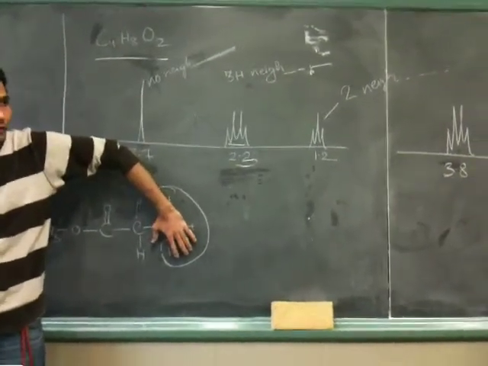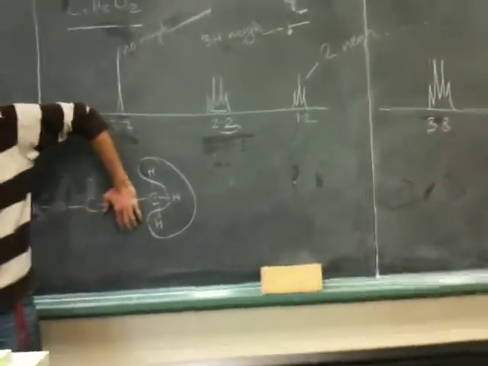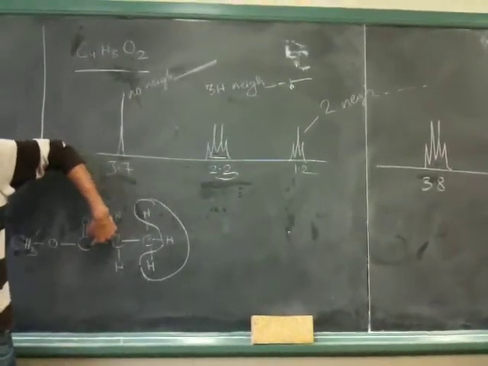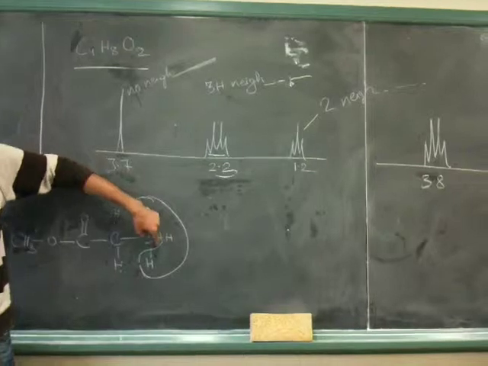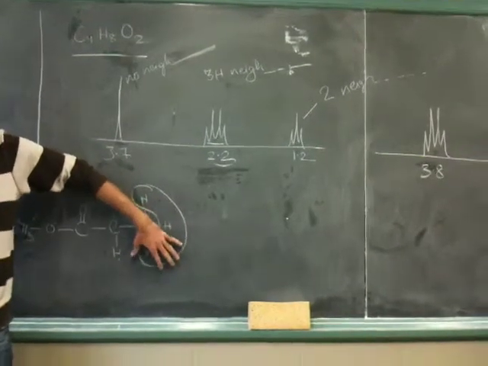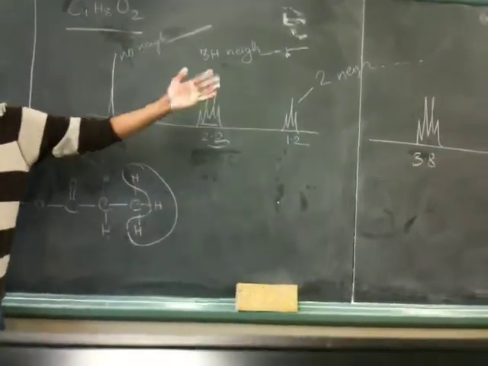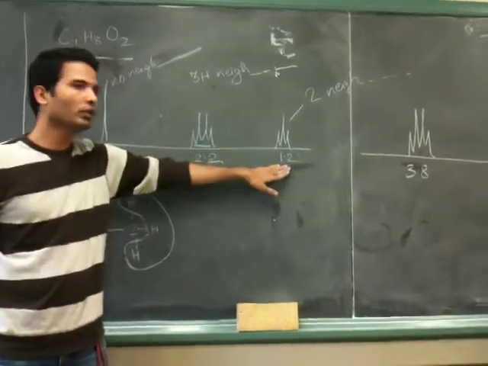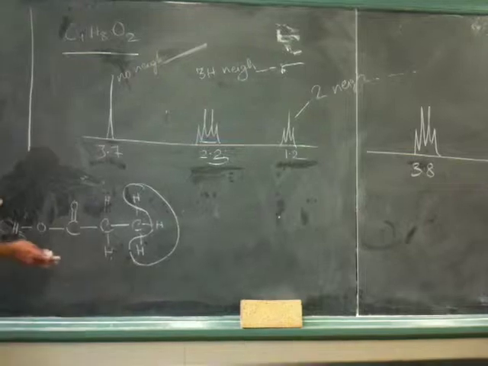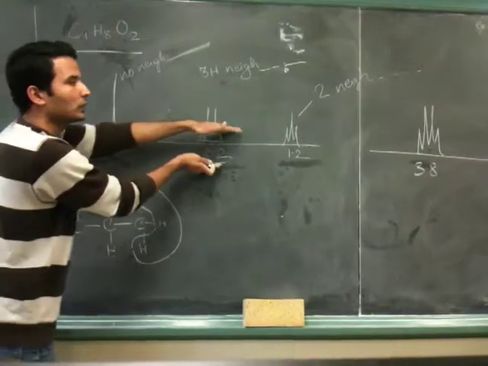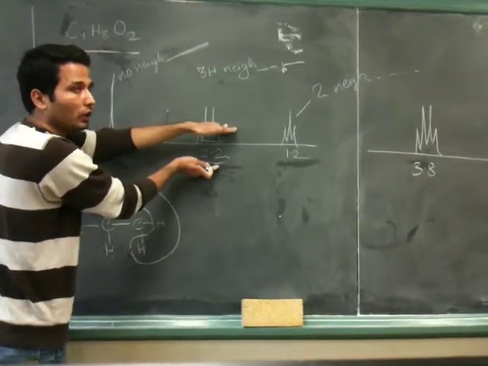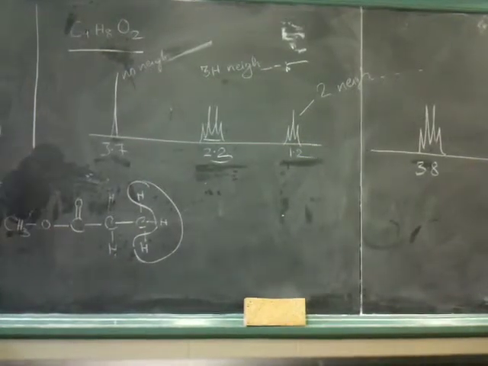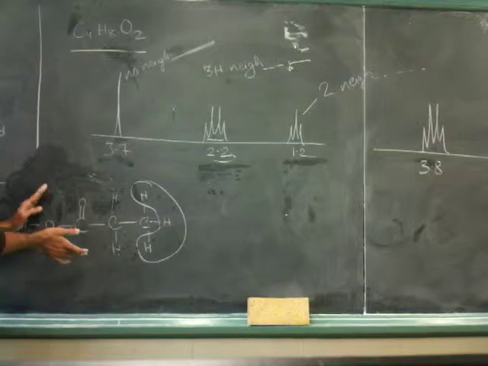Now this one has 2 neighbors. We expect a triplet, far from an electron withdrawing group. So we will expect a triplet around 1.3, 1.2 or 1. Okay? We are getting around 1.2. This molecule perfectly explains this spectrum. Okay? Then only will I be satisfied that this is the molecule I was looking for.